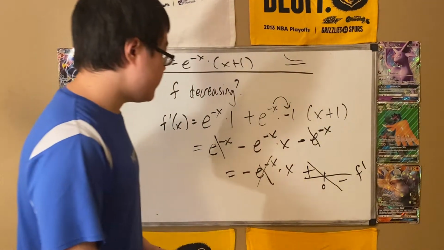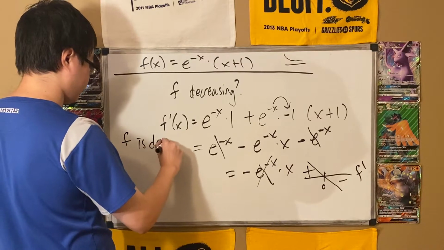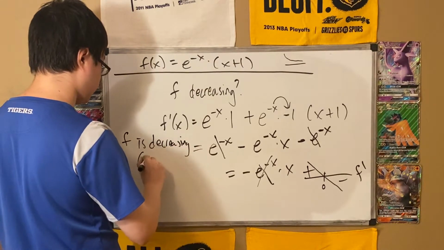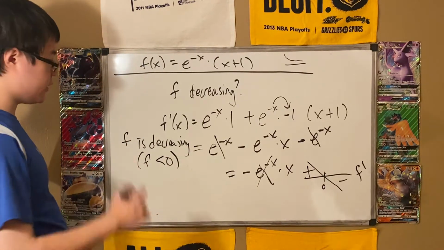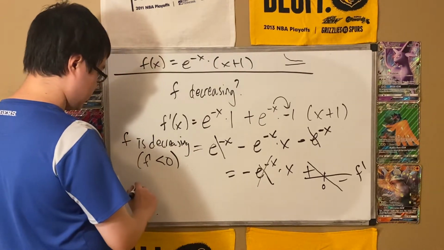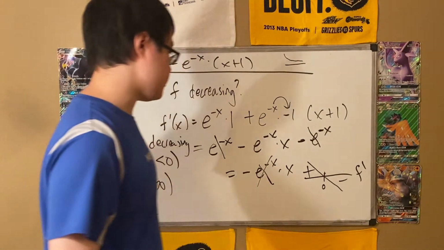We focus on the positive or negative, so now we're ready for the answer. Where is f decreasing? We put the justification first. It's where f prime is negative, not f double prime. It's where f prime is negative, so that's from 0 to infinity, and we are done. So that's where f is decreasing.